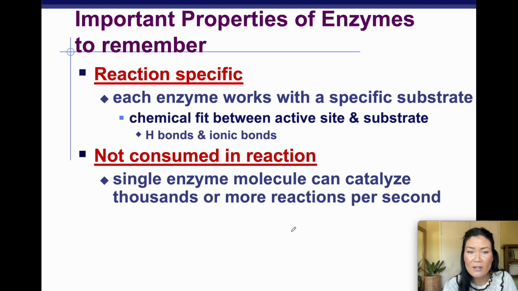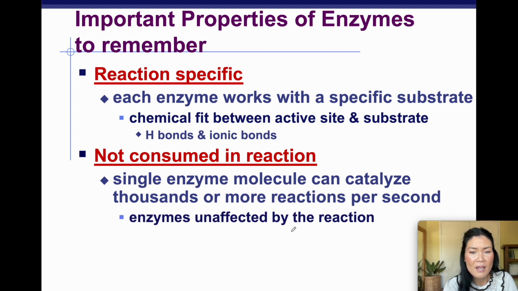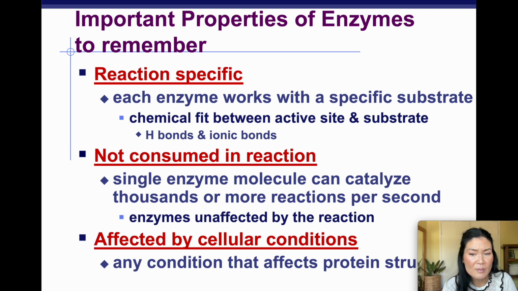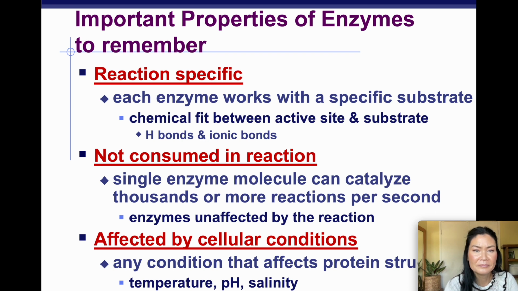A single enzyme can catalyze thousands or more reactions per second. Enzymes are unaffected by the reaction. And then also, the last thing we're going to talk about today is that enzymes can be affected by cellular conditions. So the environment that the enzyme is in can actually either inhibit them or help them, okay? Any condition that affects protein structure can either inhibit them or help them, and some environmental or cellular conditions we're talking about are heat or temperature, pH, or salinity. Salinity is the amount of salt in a solution.